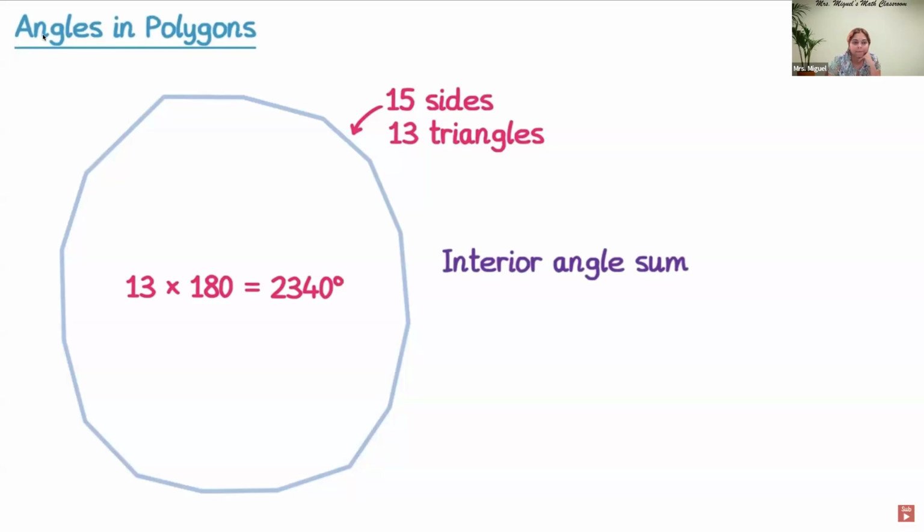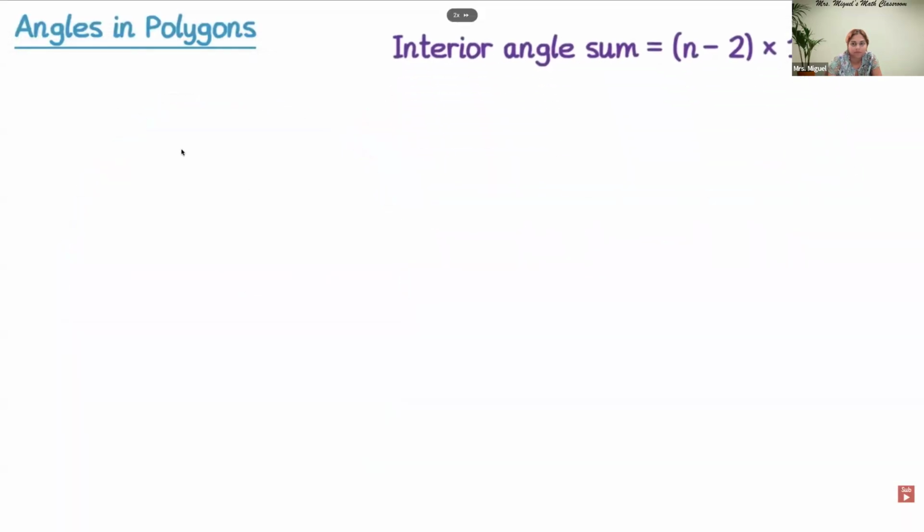Let's say that we have a shape with n sides. To find the number of triangles, we subtract 2 from the number of sides. So this is n subtract 2. And then once we have this number of triangles, we just multiply it by 180. So this formula here will allow you to work out the interior angle sum of any polygon of any number of sides. Let's have a look at how we can do this in some questions.